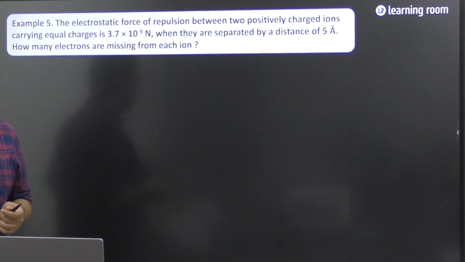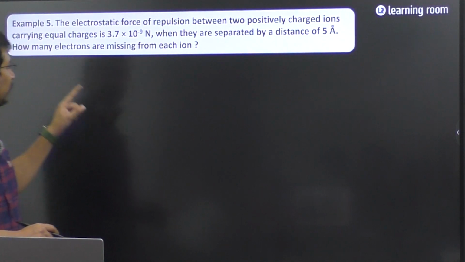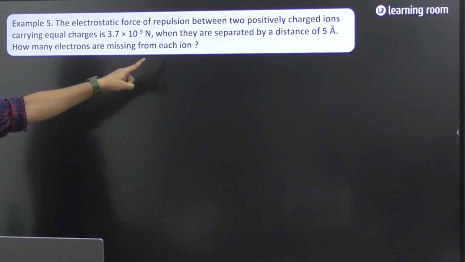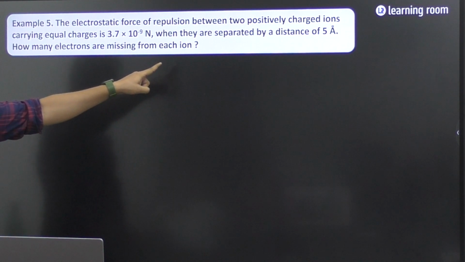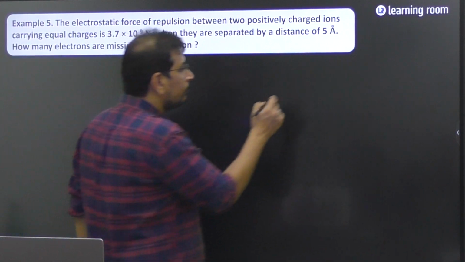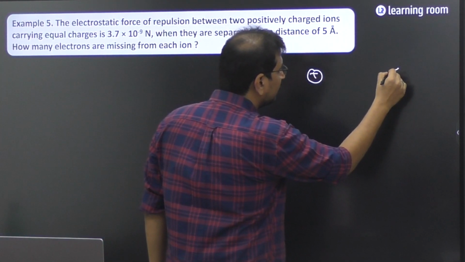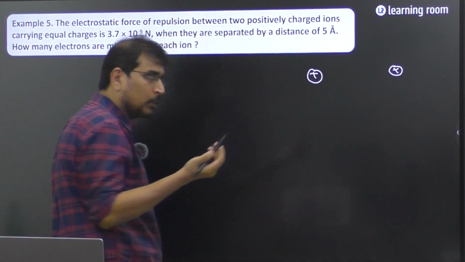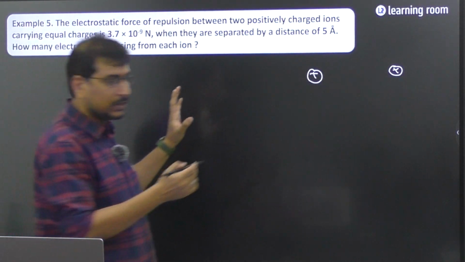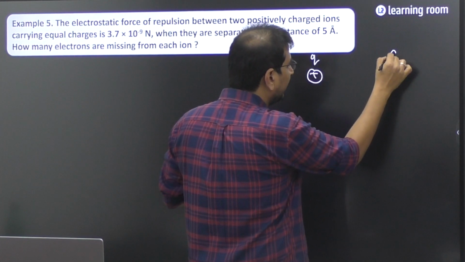Then we will be able to find the number of electrons missing. Am I clear with that? Right. So here, if you see, the question is very clear. How many electrons are missing? So obviously, missing means what kind of an ion is it supposed to be? So it makes sense. Right? I have two positively charged ions. I don't know their charges, but they told they are of equal value. So it is going to be Q and Q.